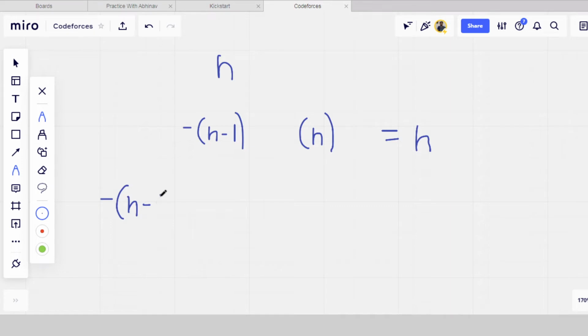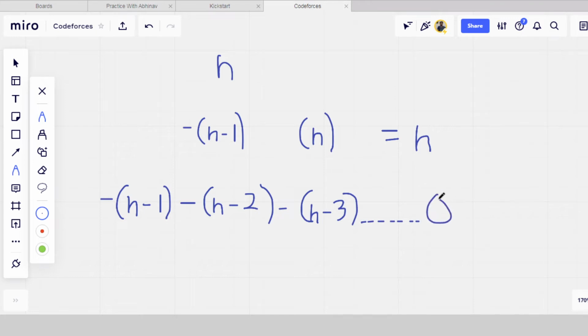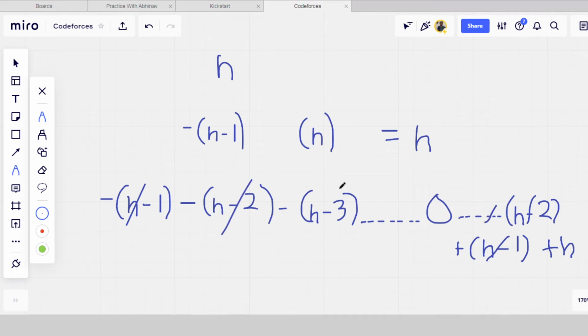The proof is, here it is minus n minus 1, minus n minus 2, minus n minus 3, up to here, then there will be a 0, then 1, 2, 3, 4, and then there will be a plus n minus 2, then plus n minus 1, and then there will be a plus n. Then this minus n minus 1 will be cancelled by this n minus 1, this n minus 2 with this n minus 2, like this n minus 3 with this, and all the terms will be cancelled and only n will be there. So the sum will be n, and that is the answer for this problem.